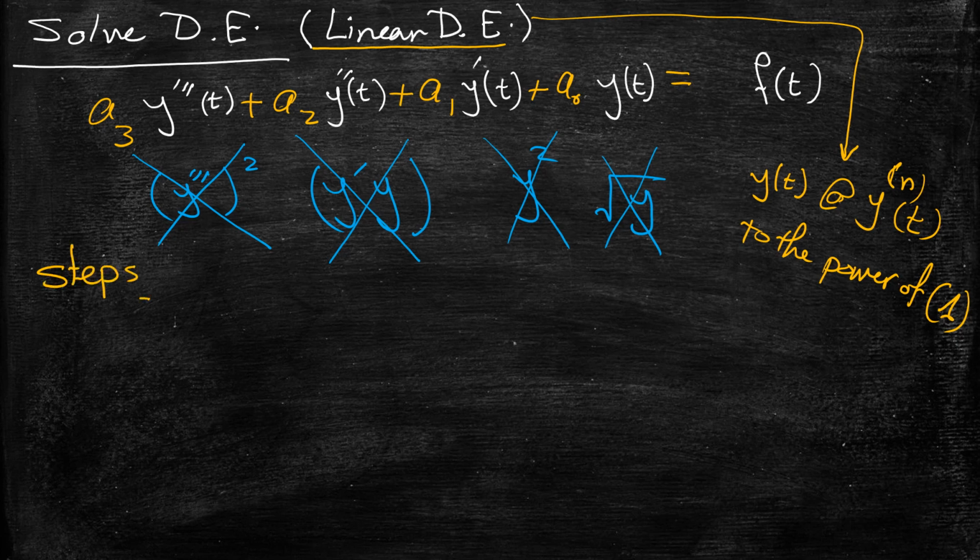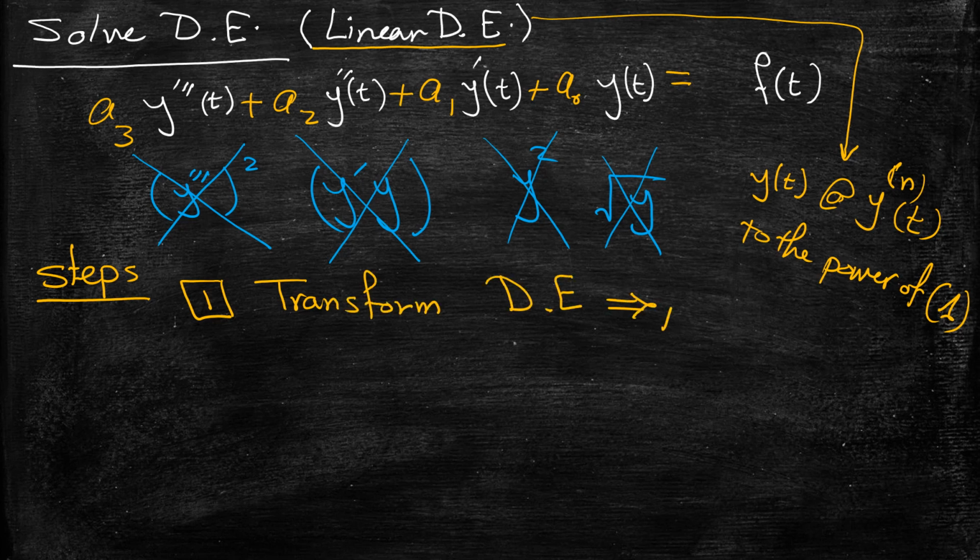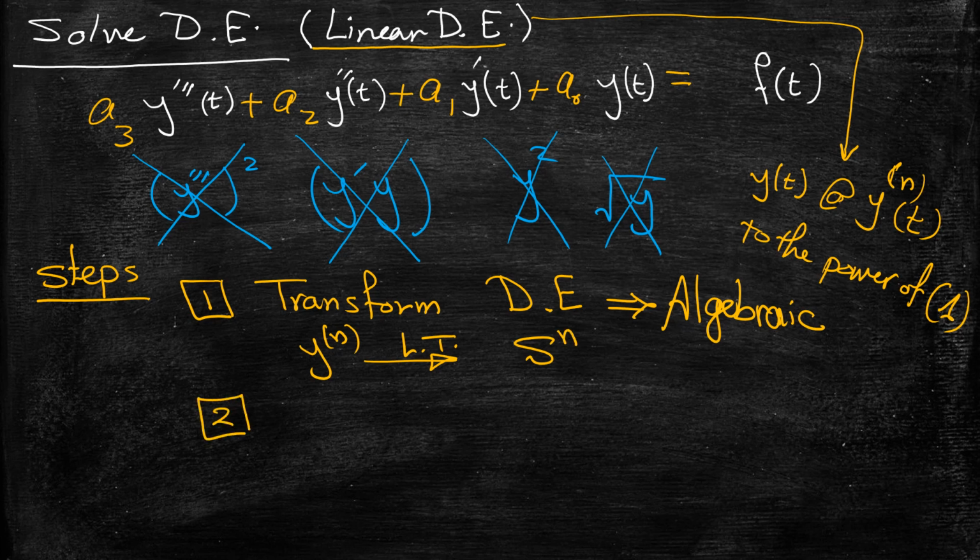So to solve this differential equation, first, transform the differential equation into an algebraic one. It means all these derivatives will be transformed using the Laplace transform to s to the power n. And then the second step, which is the main step here, simplify.